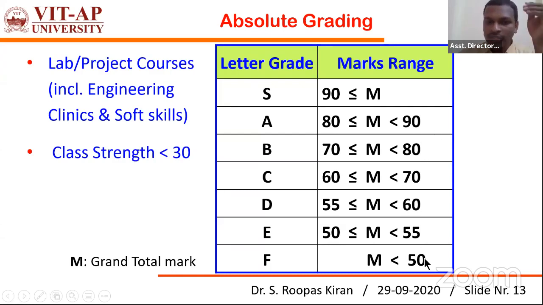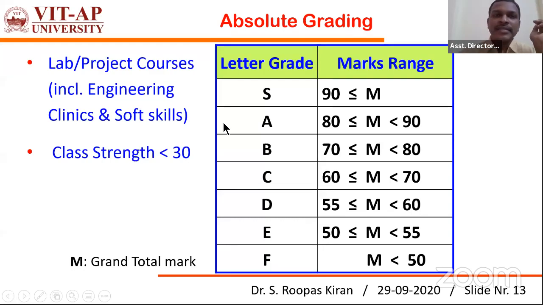If you are scoring a grand total mark of less than 50, the grade you get is a fail grade, F grade. Respectively, 50 to 54 is E grade, 55 to 59 is D grade, 60 to 69 is C grade, 70 to 79 is B, 80 to 89 is A, and greater than or equal to 90 marks in the grand total is S grade. These are the grade boundaries, and they are fixed irrespective of the course or course type. So the boundary is fixed.